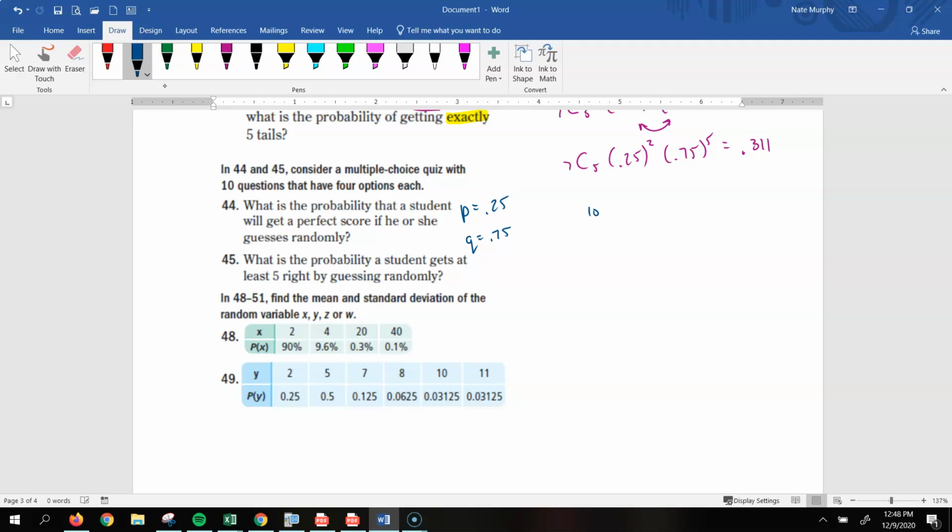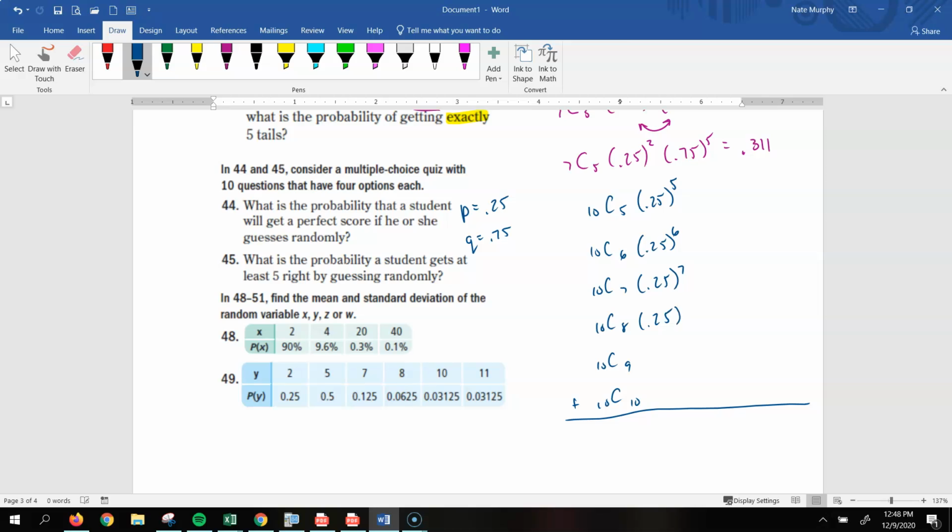So that means we could have 10 choose 5, 10 choose 6, 10 choose 7, 10 choose 8, 10 choose 9, and 10 choose 10. Don't worry, on the test, if I had a question like this, I would not have you do this many items. I just want to make sure you understand the key concept. All right, then the probability of success will be 0.25, so this will be to the 5th power. This will be 0.25 to the 6th, 0.25 to the 7th, 0.25 to the 8th, 0.25 to the 9th, and 0.25 to the 10th.